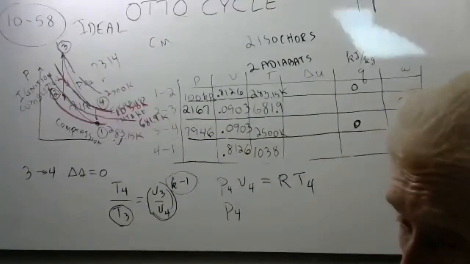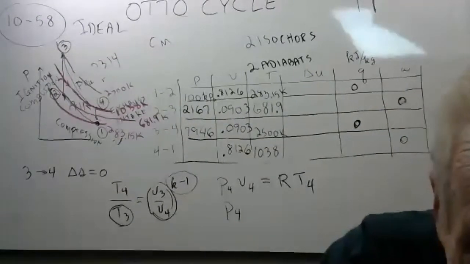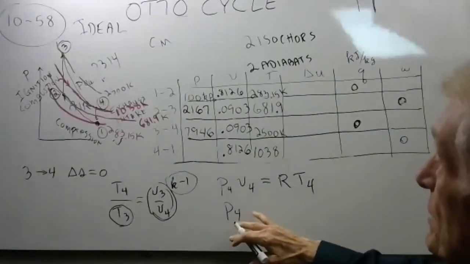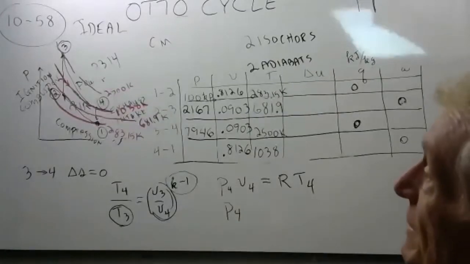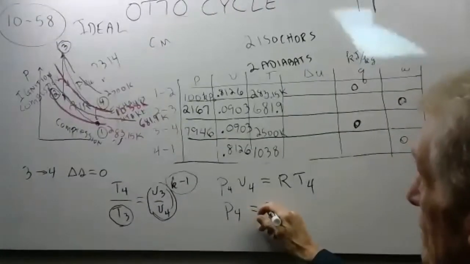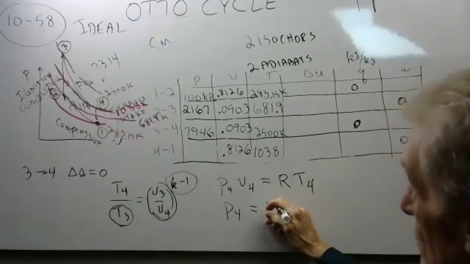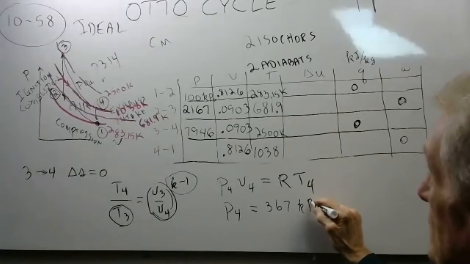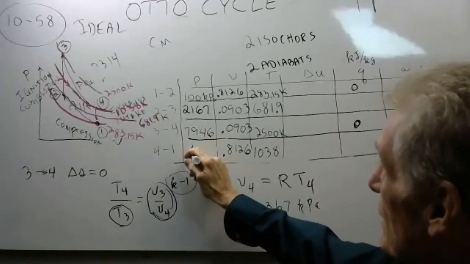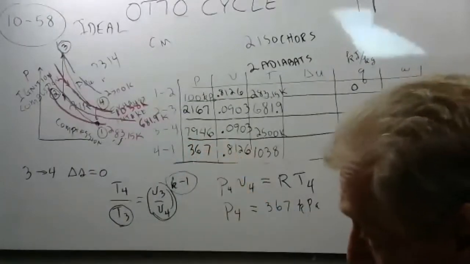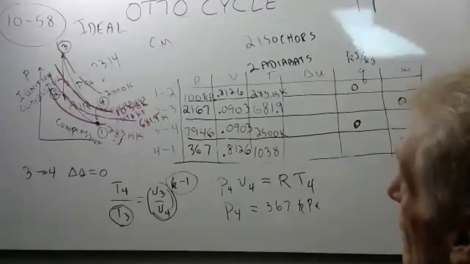I've got an answer. Let's go to Aubrey. Aubrey, did you get P4? I got 366.61. That's what I got. I'm going to be lazy and just go 367, Aubrey. Kilopascals, 367. But I got what you got. I just rounded off.